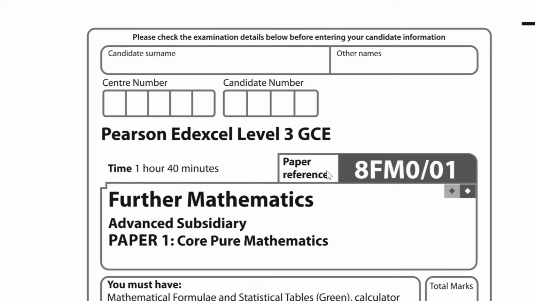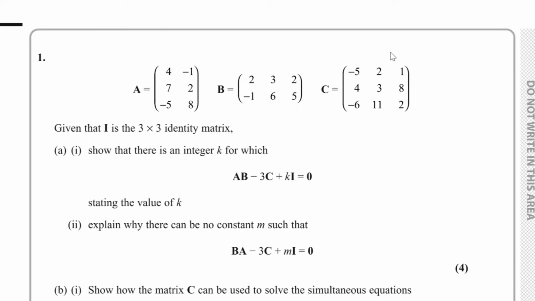This is the Edexcel AS Level Further Maths Paper 1 covering the Core Pure module, and this is from the 2022 series. Question number 1. We have the matrix A, the matrix B, and the matrix C, which are given. And we are given that I is the 3x3 identity matrix.